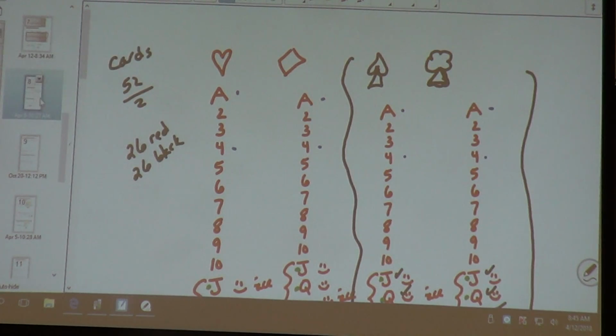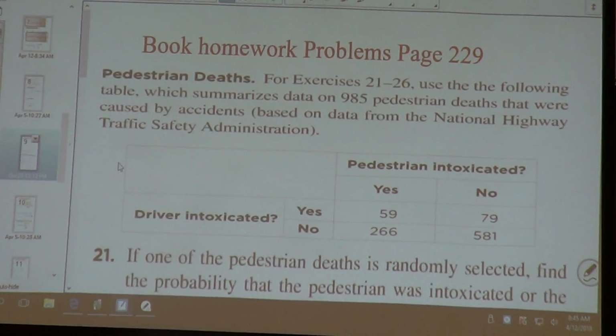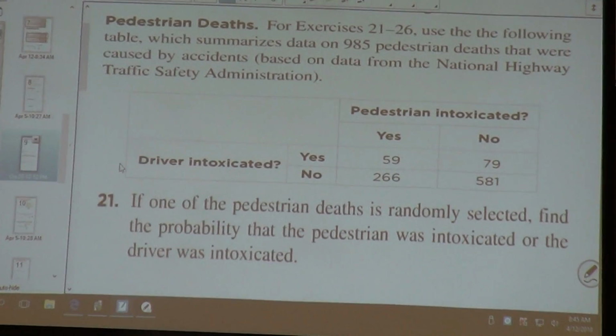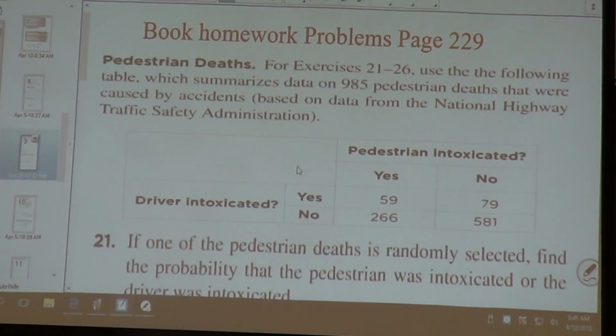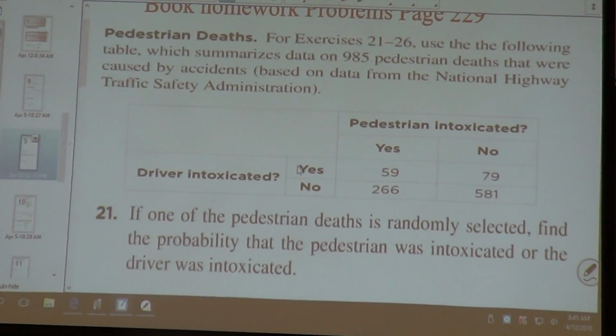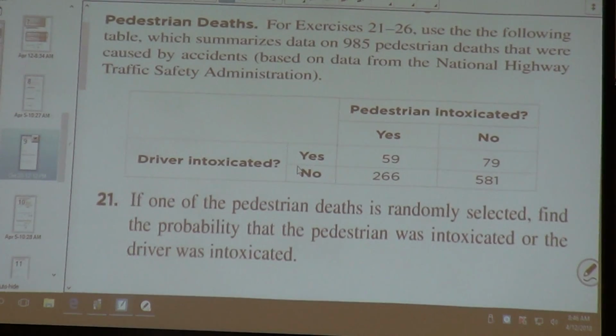Alright, next page is just talking about what we just did. Alright, gonna let you try this one. I want the answer as a fraction. Reduced fraction.